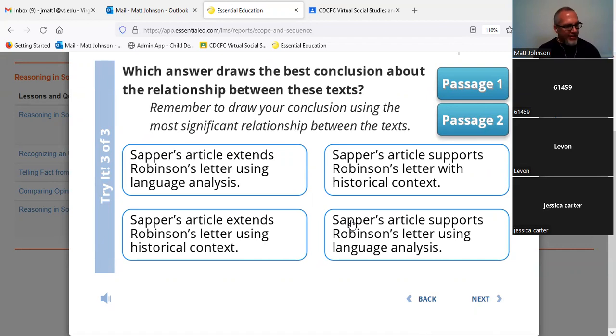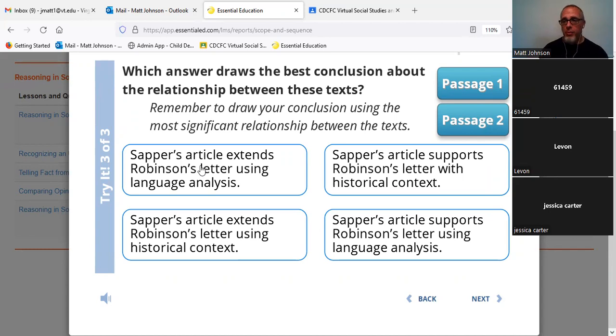So in this case, Sapper's article extends Robinson's letter using language analysis, right? He points out how Robinson addresses himself in the first person in his letter. So he uses language analysis there. So the answer here is A. Supports Robinson's letter with historical context.